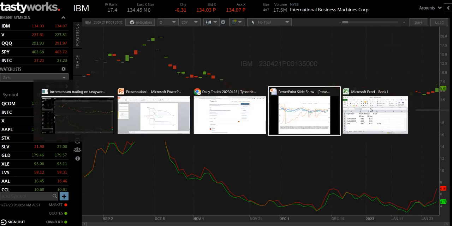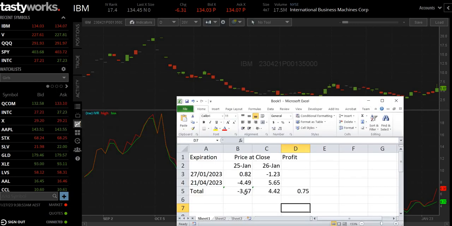I have a little spreadsheet here which outlines this. Yesterday, these are using the close prices. I did actually purchase this trade for 3.61 instead of 3.67, but I'm just using the close prices to simplify the calculations and to demonstrate to you how this works. And today, these are the close prices for those expirations. Once again, it's the $35 put options on IBM. And today, that particular combination would cost $4.42.